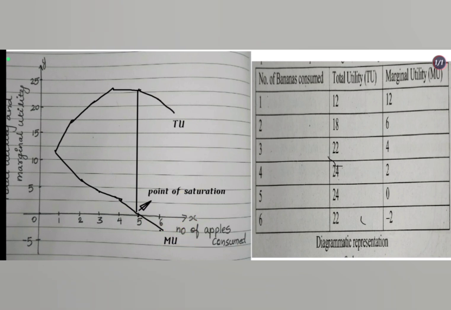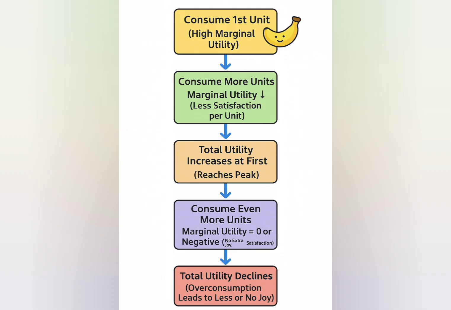All right, students, let's wrap it up. The law of diminishing marginal utility tells us that as we consume more of a good, like bananas in our example, the extra satisfaction or marginal utility we get from each additional unit keeps dropping. Total utility increases at first, but eventually reaches its peak and starts to decline. Marginal utility even becomes 0 or negative, meaning consuming more doesn't bring extra joy, it might even reduce it.